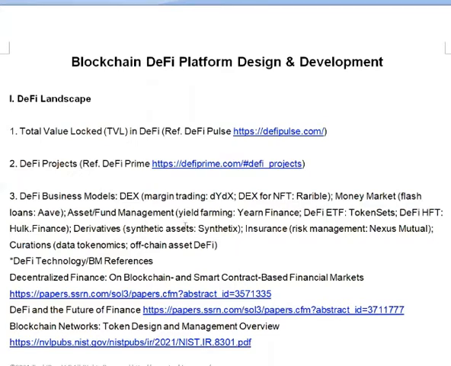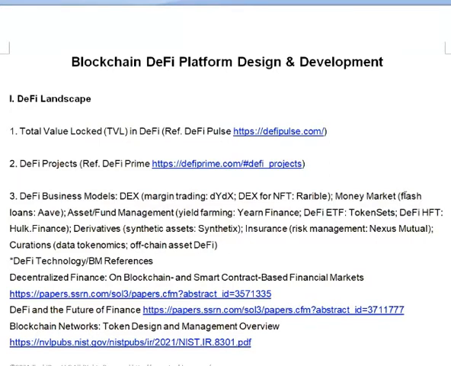The most famous one is the DEX, the decentralized exchange. In a DEX, you should know about margin trading, and the most famous protocol we call dYdX. Recently there is a lot of attention on NFTs, non-fungible tokens, and the DEX for NFTs is Rarible. You should also know about lending and borrowing, which we call the money market.